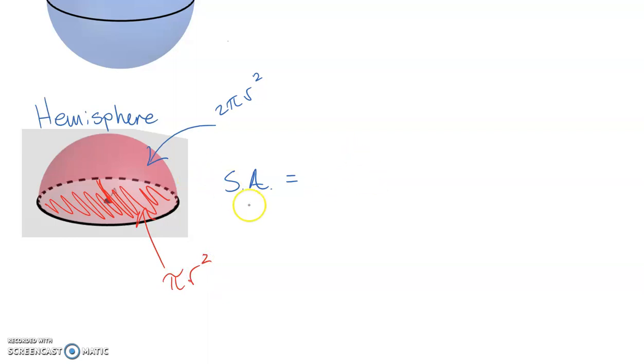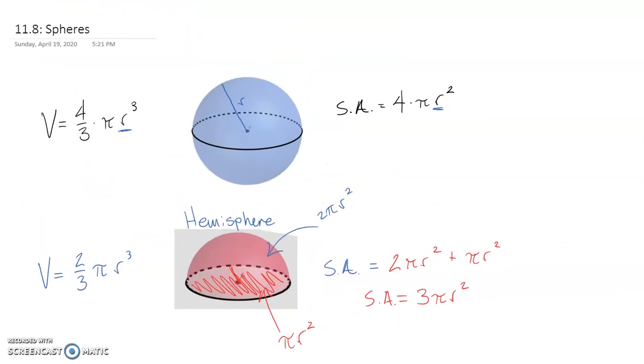So when we go to calculate the surface area, just like all of the other solids we've worked with, we take the sum of these two regions. We've got the 2 pi r squared from that outer shell, but we also have the 1 pi r squared from the new face at the bottom. These two terms are like terms, 2 pi r squared plus 1 pi r squared. That's where we get that the surface area of a hemisphere is 3 pi r squared, not just 2.